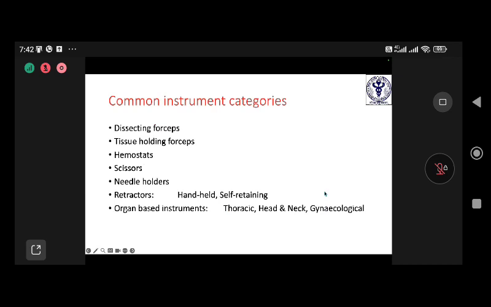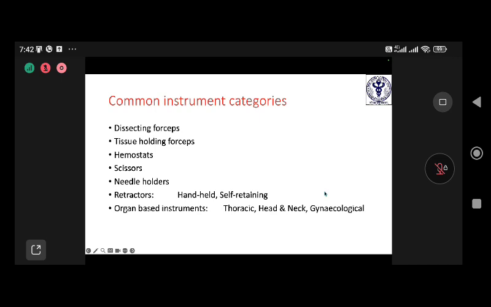Now, as I said earlier, it's not feasible to cover each and every instrument in a short session, but we will be covering some broad categories. Essentially, all the description I have given so far applies to them, and the pattern of description will be more or less similar. So the common categories which will be placed in front of you are dissecting forceps, tissue holding forceps, hemostats, scissors, needle holders, and retractors, either handheld or maybe self-retaining, because these are some of the fundamental instruments which are used in almost each and every surgery.